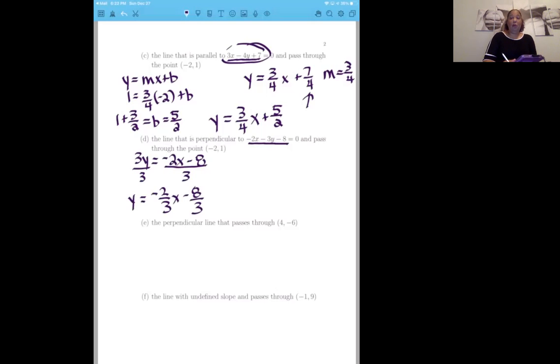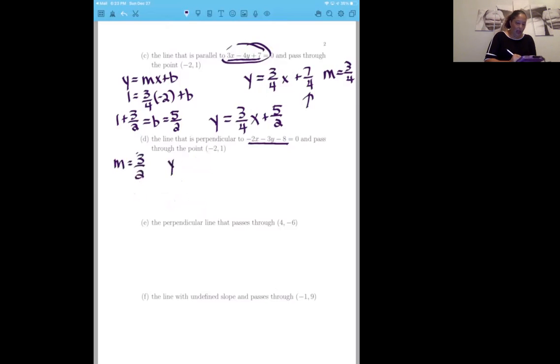The slope of a perpendicular line, I'm going to flip the fraction, so 3/2, and change the sign. That sign was negative, so my sign will be positive. Now this is the slope of my line. So I have a slope and I have a point.